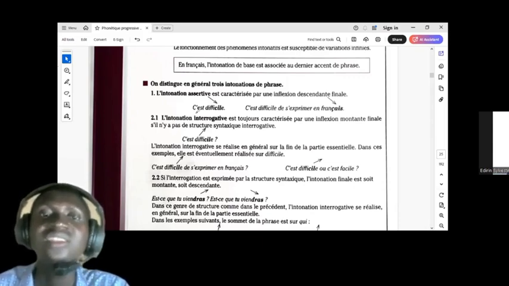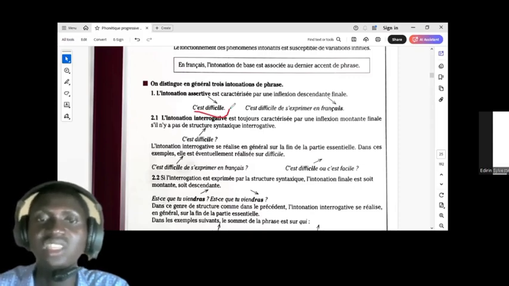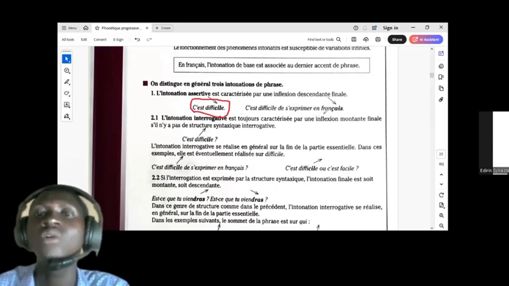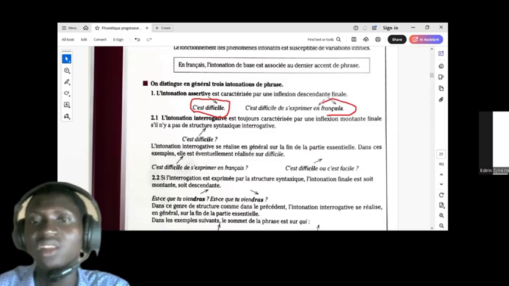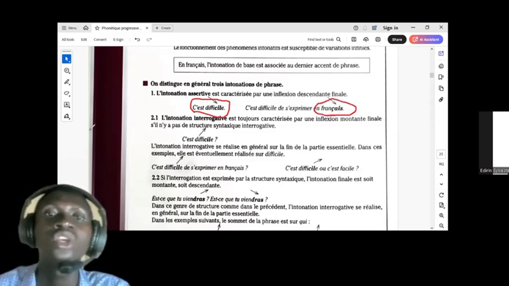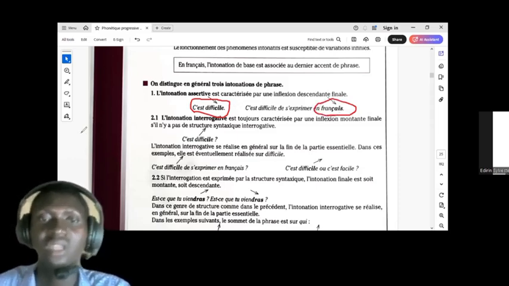Look at these two words now. Examples are that. C'est difficile. You see, in difficile here, the voice goes down. C'est difficile de s'exprimer en français. You see it again. The voice on français here, it goes down. So you have l'intonation assertive, it's going down.